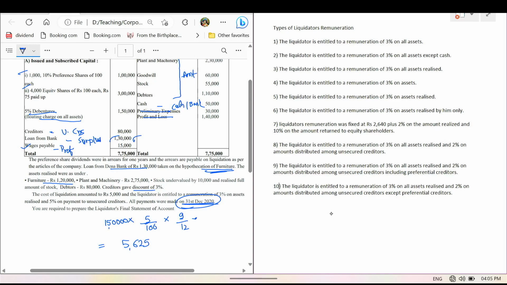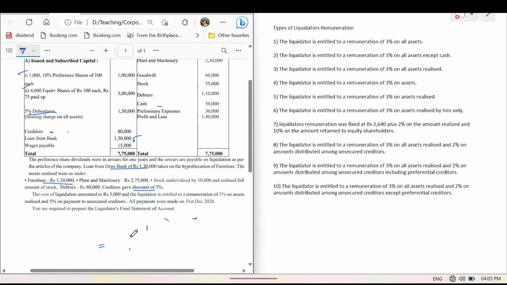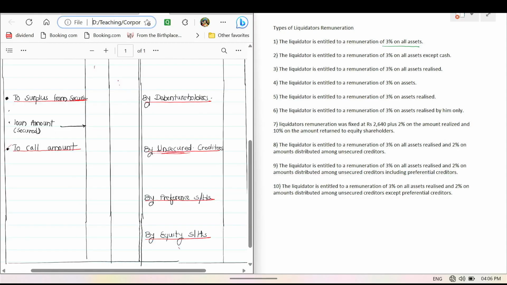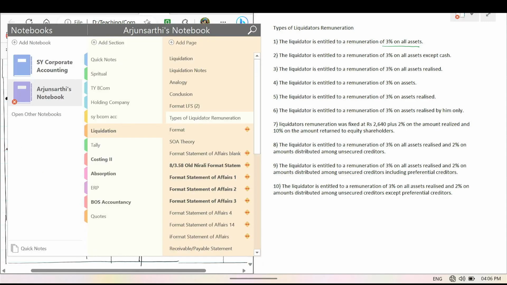Now first here. Okay. Now the liquidator is entitled to a remuneration of 3% on all assets. He will get it on all assets. All assets, what does that mean? On all assets. Now what does this mean? Now do we have a solved problem? Yes, we have a solved problem. That problem we will get in the last video.